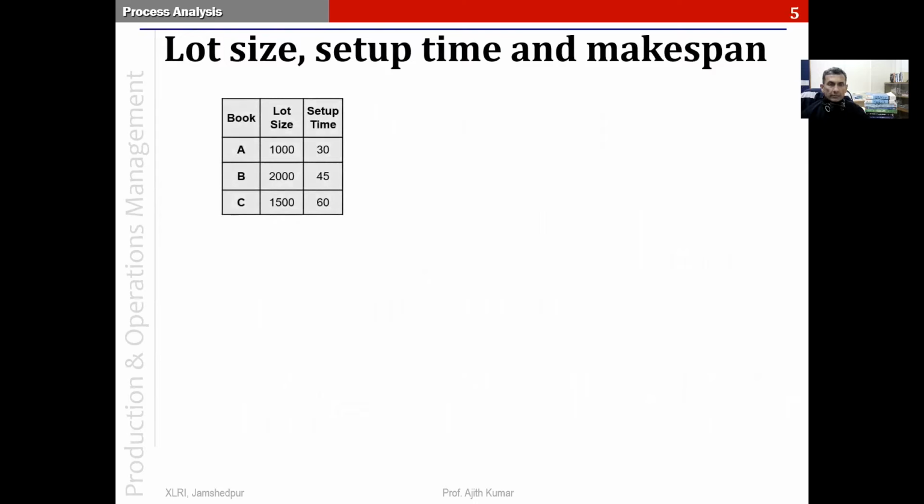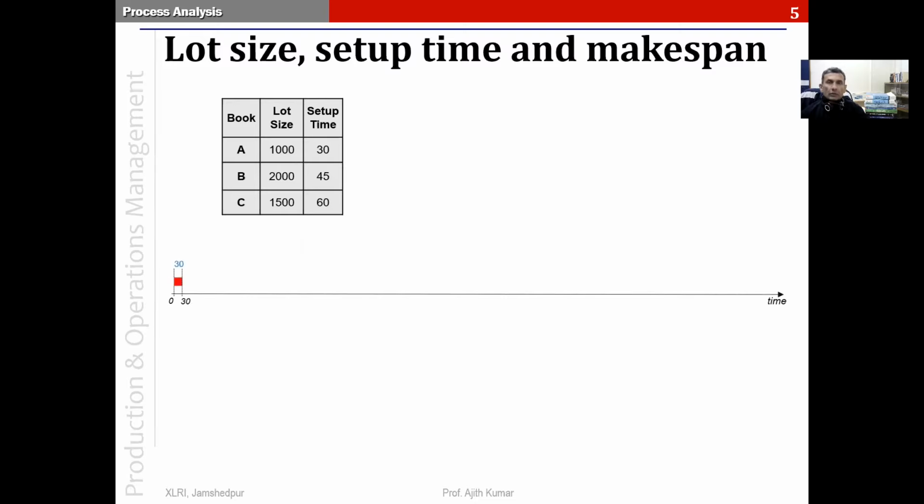Look at this table. This table tells us that we have 3 products A, B, and C, which are to be processed in their total requirement as the lot sizes. So for example, A will be processed in the lot size of 1,000 units at a time, B 2,000 units, and C 1,500 units. You will note that the setup times are also mentioned as 30 minutes, 45 minutes, and 60 minutes respectively for A, B, and C. Now let's see how much time it takes to complete them on a timeline.